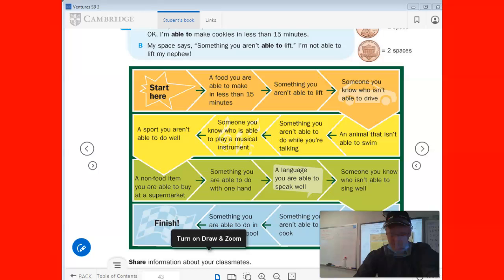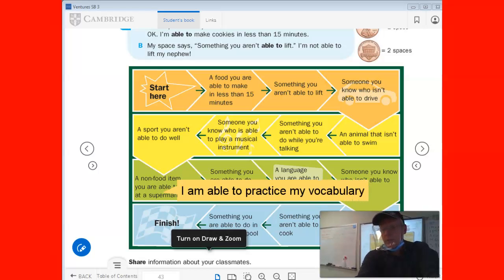Let's see. Something you are able to do in... I'm not sure what that says. Hold on. Let's just say something you are able to do at school. Good. Good job. I am able to practice my vocabulary in my class. Excellent.